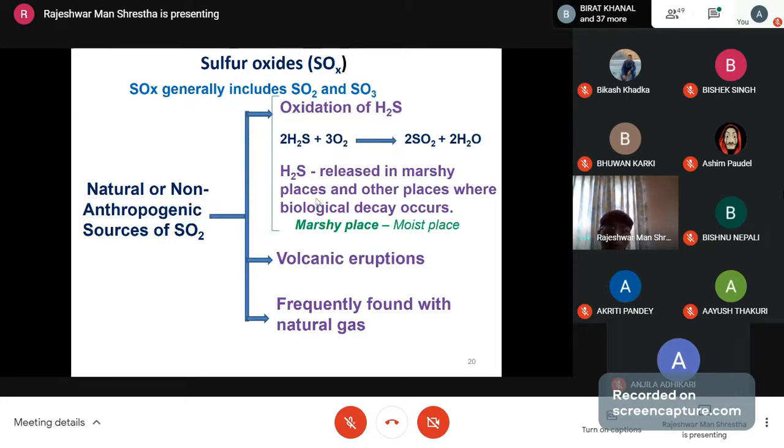And in other processes, when biological decay happens, that will emit H2S gas. H2S gas, when it combines with oxygen, changes into SO2 gas and water. Marshy place means moist place. And volcanic eruption releases a large amount of solid and gaseous products that may contain SO2 gas. And SO2 gas is frequently found in natural gas.